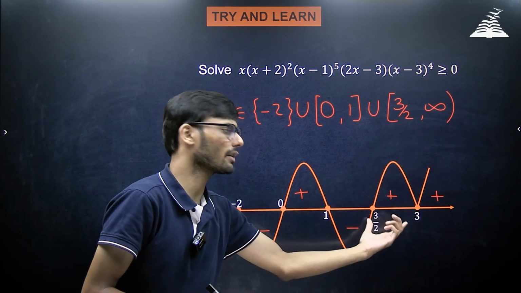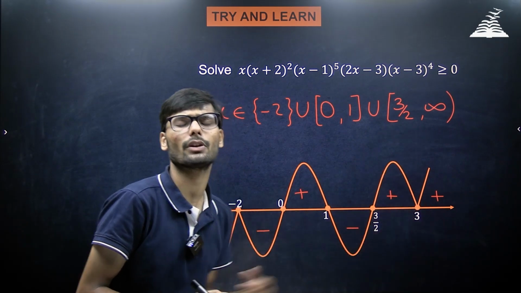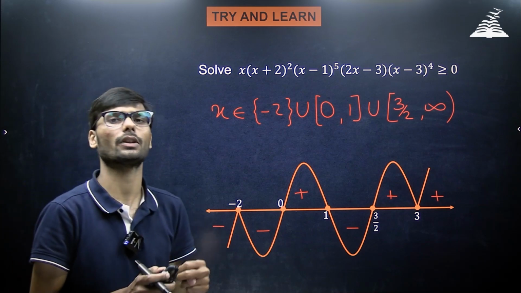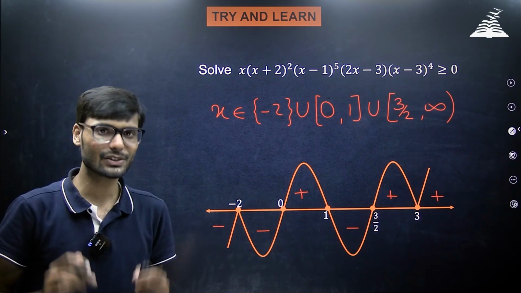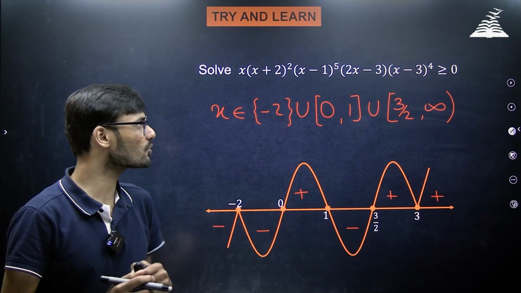Instead of writing this, you can write 3 by 2 to 3, union 3 to infinity, with a close bracket at 3 by 2 as well as 3. That's also perfectly fine. So let's take a look at another question.